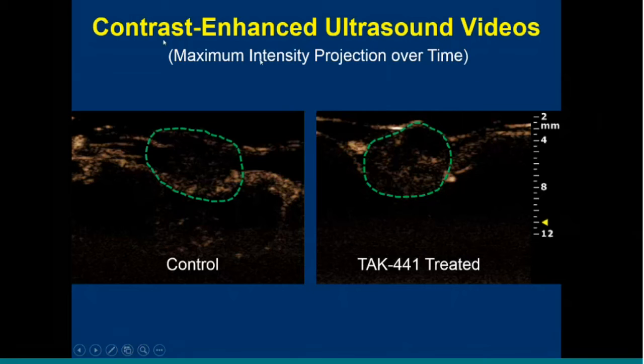So to get an idea of what contrast-enhanced ultrasound looks like in the CAM, here are two maximum intensity projection videos over time. I haven't started the videos yet, so don't worry if you can't actually see anything. I just wanted to introduce this before we show the images.